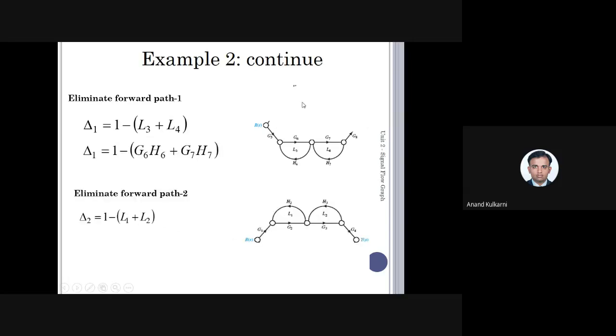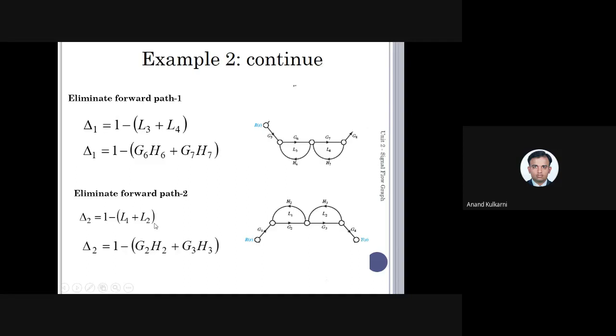I'll just show you one more image so you'll understand. Here, if you just see loop 1, or the forward path G1, G2, G3 and G4, here L3 and L4 are not touching. So it will be 1 minus L3 plus L4 because we eliminate the forward path. In this case, L3 and L4 are not touching, so we are taking that loop gain. So delta 1 is nothing but 1 minus L3 plus L4. Similarly, for forward path number 2, that is G5, G6, G7 and G8, L1 and L2 are not touching, so delta 2 will be 1 minus L1 plus L2.